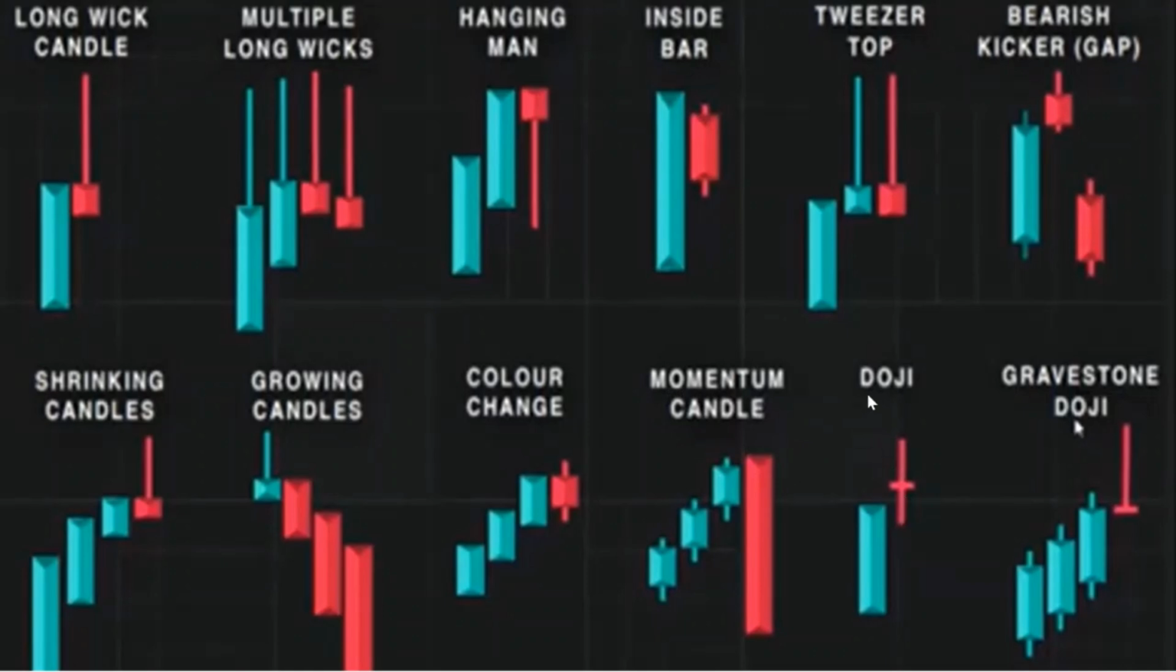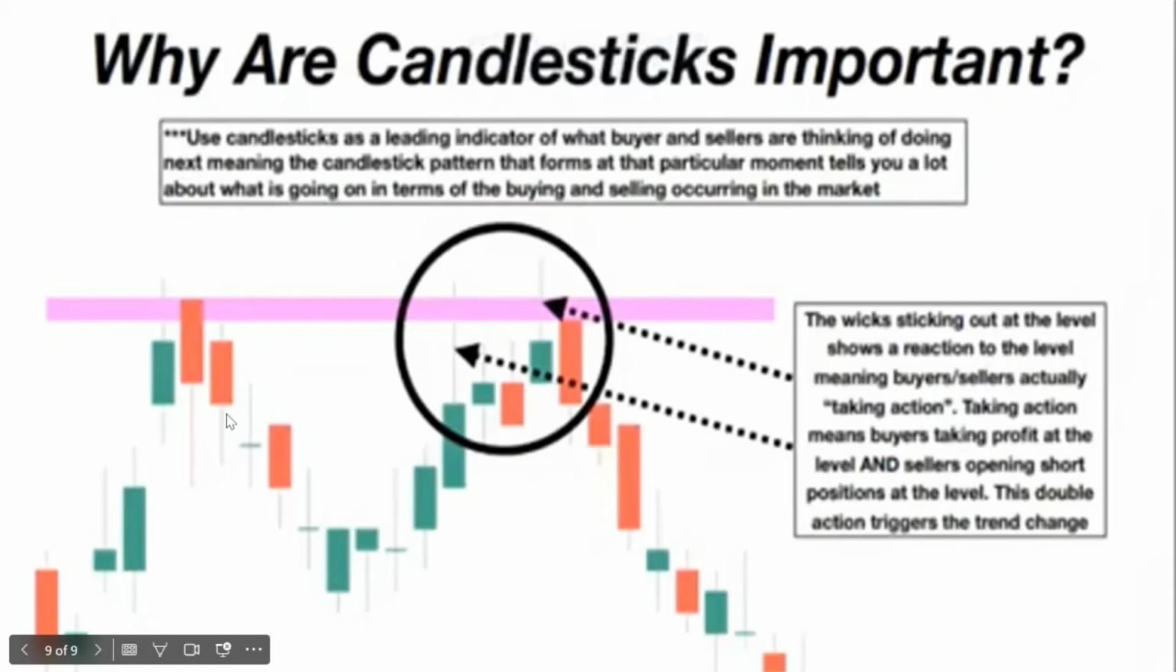Okay, this is the doji candle. Okay, and this is the gravestone doji. Okay, these are the types of candlestick that we have.